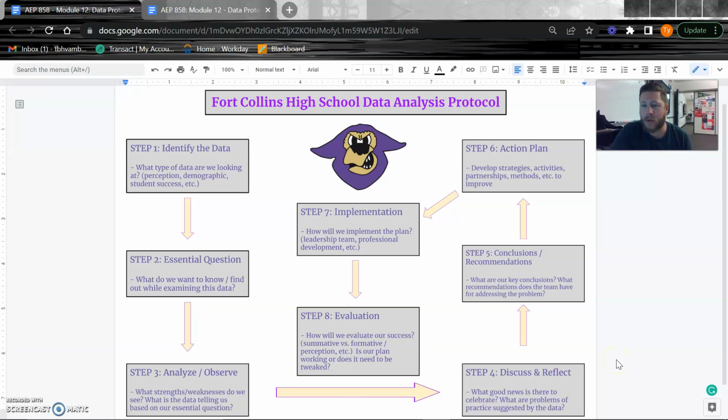Step four is discussing and reflecting. So what good news is there to celebrate? What problems of practice were suggested by the data? Observations, discussing, reflecting, sharing out ideas of takeaways, that kind of stuff from the data.